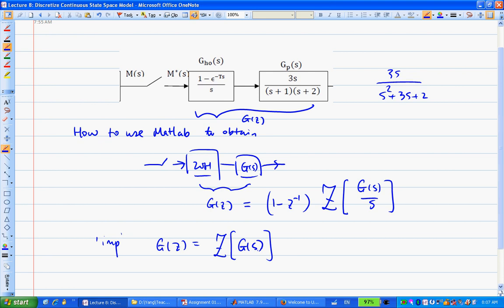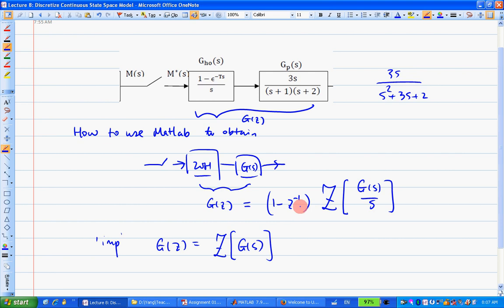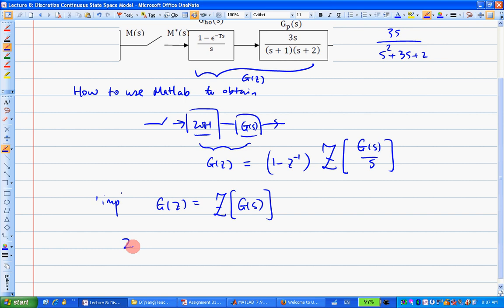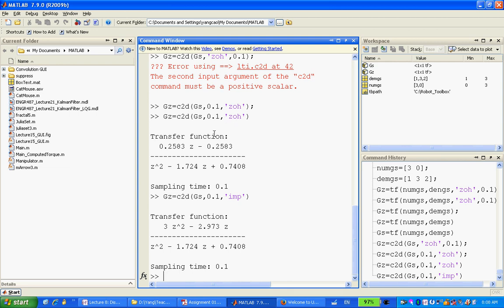Okay. So the other way of deriving this using MATLAB is you can also create a zero order hold. You know what zero order hold is, this guy here, right? You can create this one in MATLAB using symbolic things, with the S term there, and then multiply this G of S with this zero order hold. Then when you take the Z transform of this, you have to use the IMP option here. Can you see the difference? So one way is you don't have to consider this, just create this transfer function, and when you use C2D you just use zero order hold, and MATLAB will take care of that.